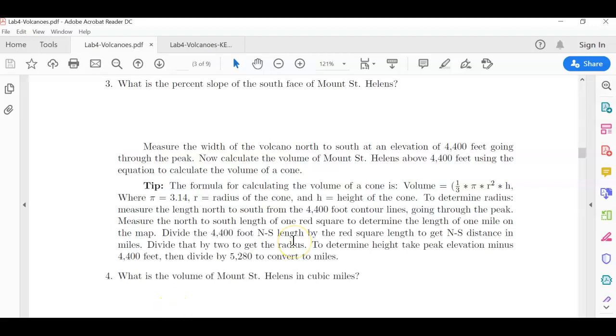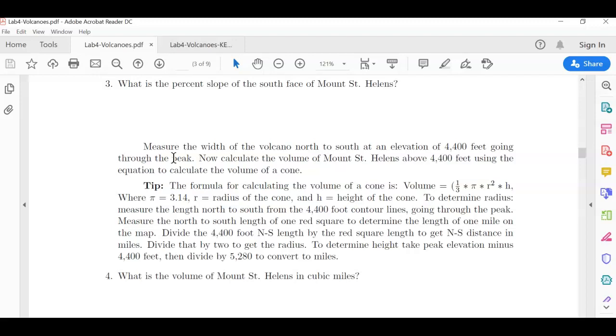Okay, so onward. Then it asks us to measure the width of the volcano north to south at an elevation of 4,400 feet going through the peak. Now, calculate the volume of Mount St. Helens above 4,400 feet using the equation to calculate the volume of a cone. Remember that a stratovolcano is pretty similar to a cone.